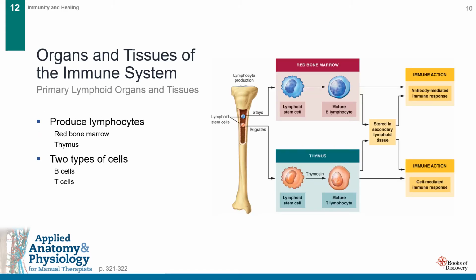And here we see illustrated the development of lymphocytes. Lymphocytes originate in red bone marrow as lymphoid stem cells. Some remain and mature into B lymphocytes, while others migrate to the thymus to become T lymphocytes. B and T cells are then stored in secondary lymphoid tissues, such as the lymph nodes, spleen, and MALT.